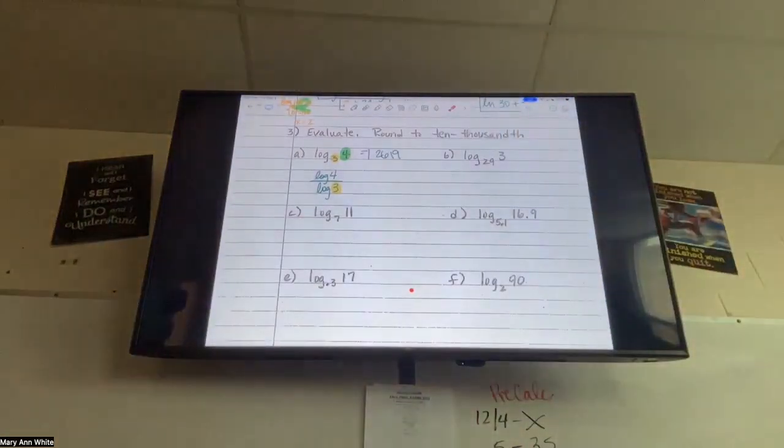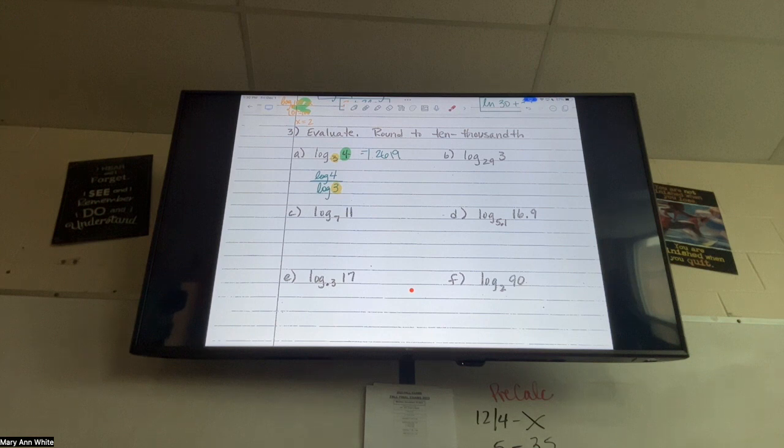And then we'll keep going. So we are finishing 3-4 today, and we had our calculators out because we were doing these logs.